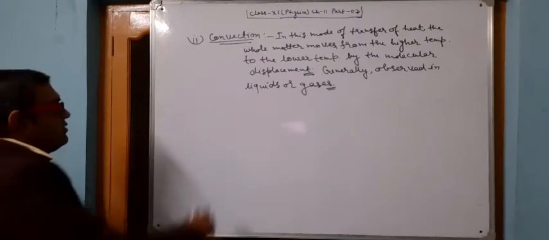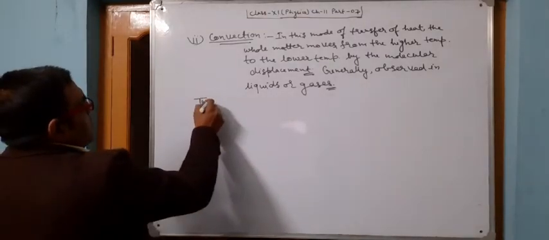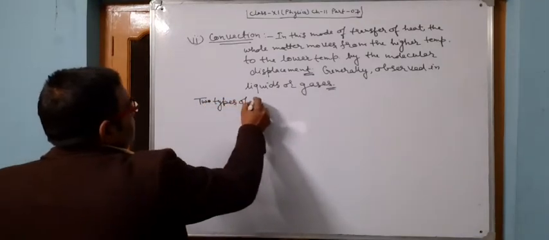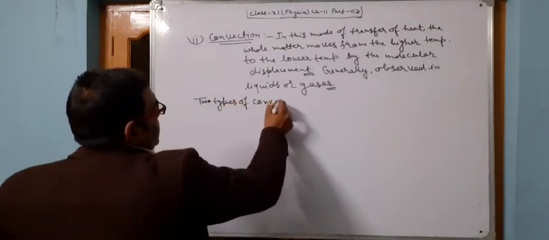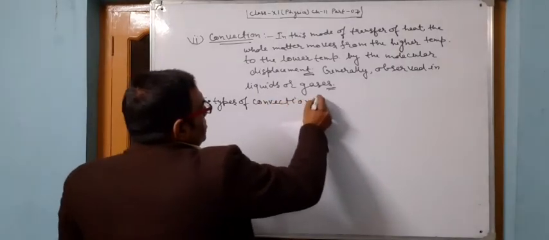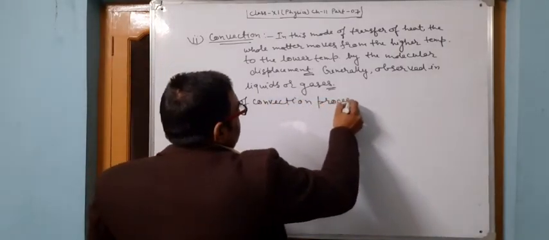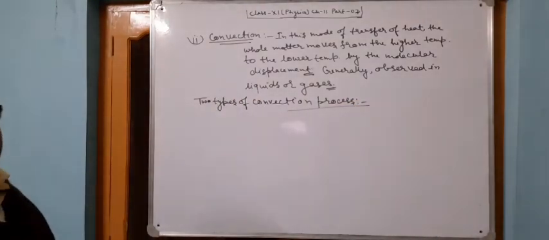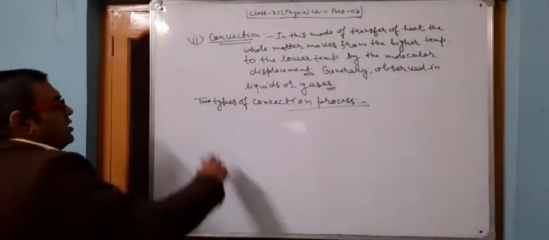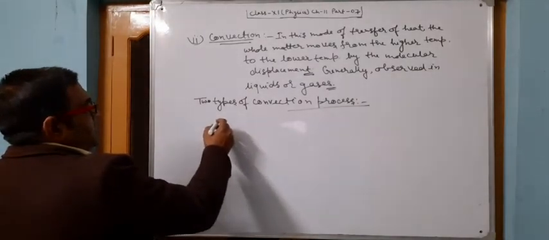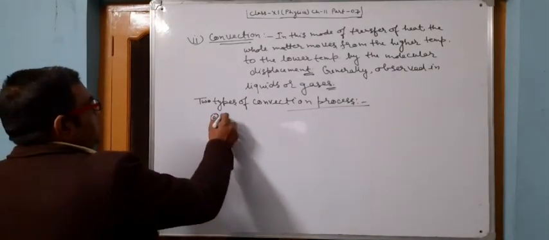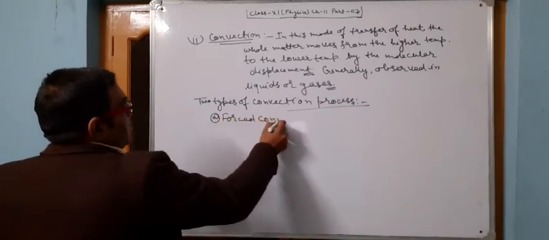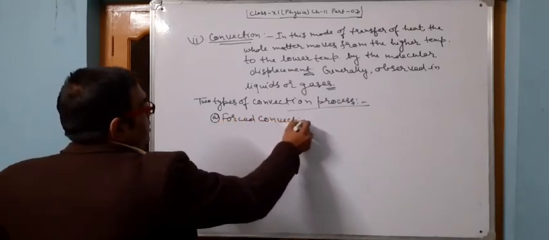There are two types of convection process. Dear students, this should be asked for writing the general short notes or anything. The two types of convection process. First is forced convection.